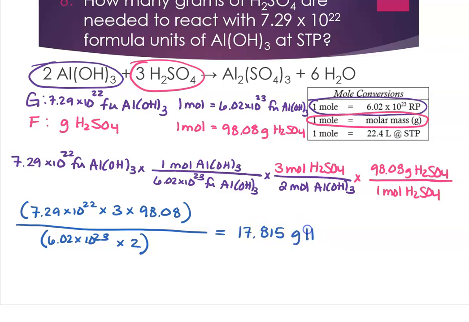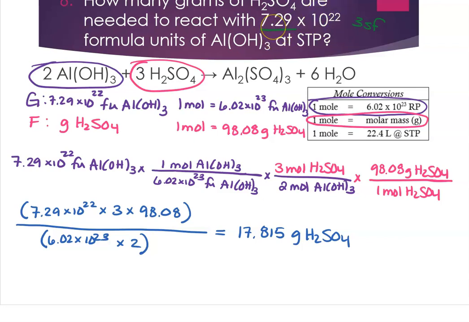All right, and when we do all of that math, we get 17.815 grams H2SO4. So we check our significant figures. 7.29 is 3 sig figs. When looking at significant figures, the times 10 doesn't matter. It doesn't count towards my significant figures at all.